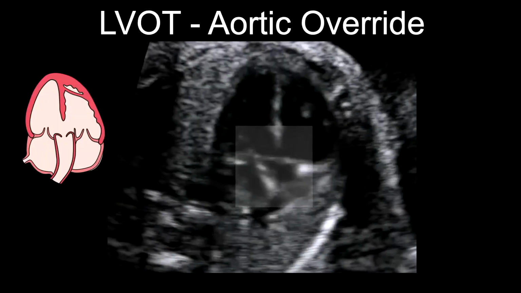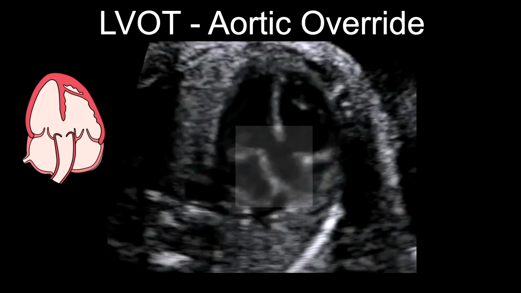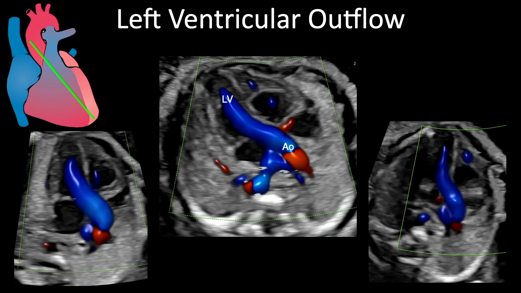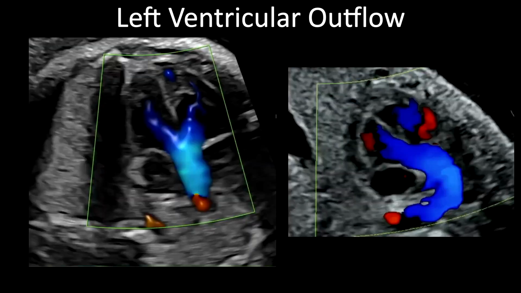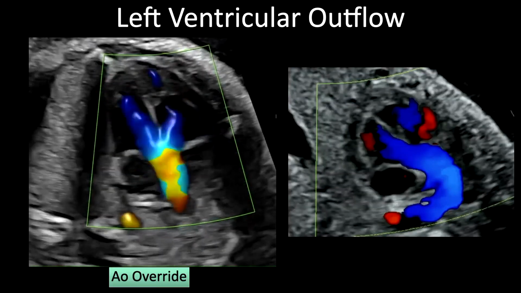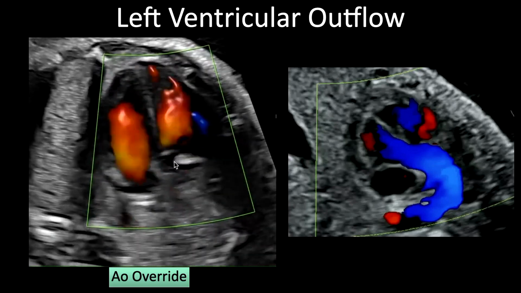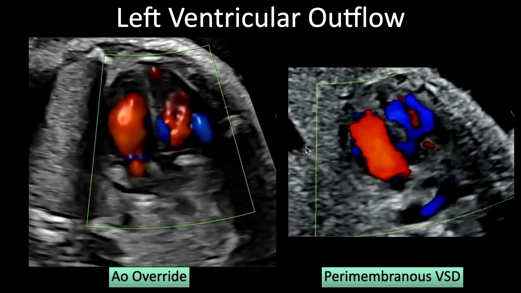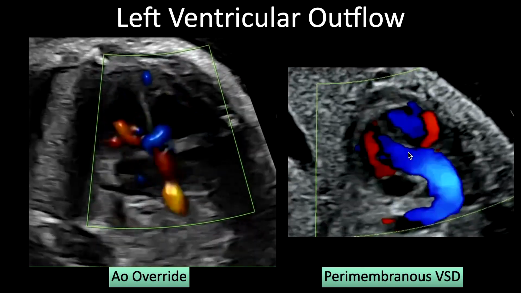And you see how the vessel comes straight out in parallel to the septum itself. The second important feature is that the ascending aorta should have no blood flow coming from the right ventricle into it, right? Because it's coming from the left ventricle. The presence of right ventricular blood in the ascending aorta is characteristic of aortic override, but you could also see it in a perimembranous ventricular septal defect, as you see right here.